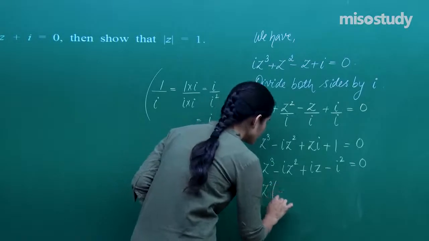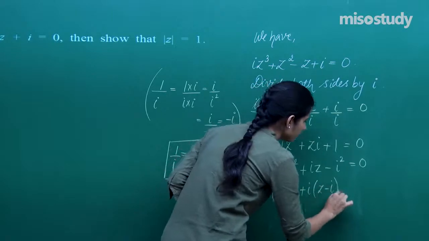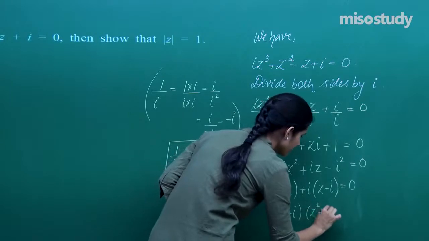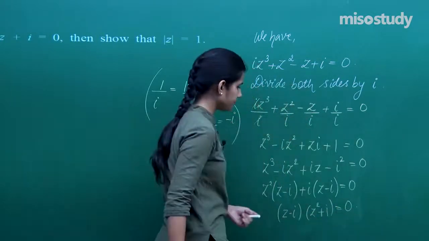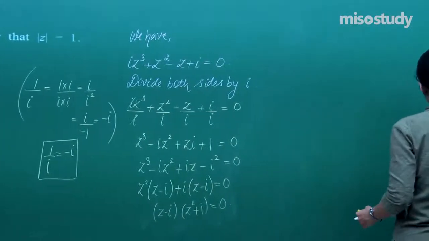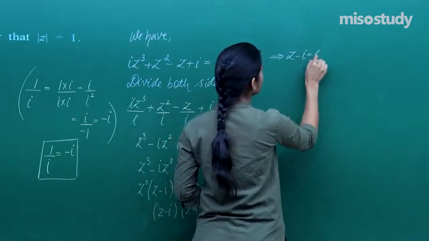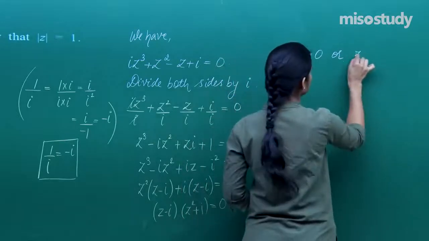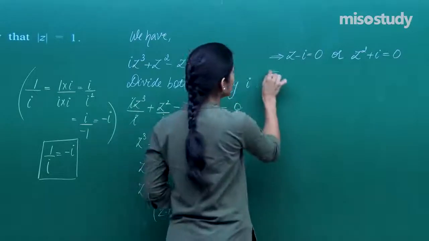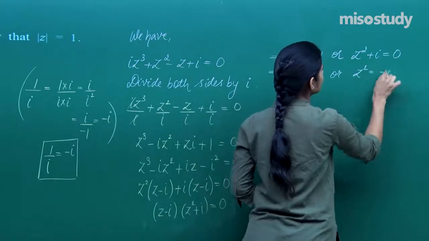From here you can take out z square common, you are left with z minus iota. And from here you can take out iota common, you are left with z minus iota. So you get z minus iota times z square plus iota equals 0. This implies z minus iota is 0 or z square plus iota is 0. This implies z is iota or z square is minus iota.